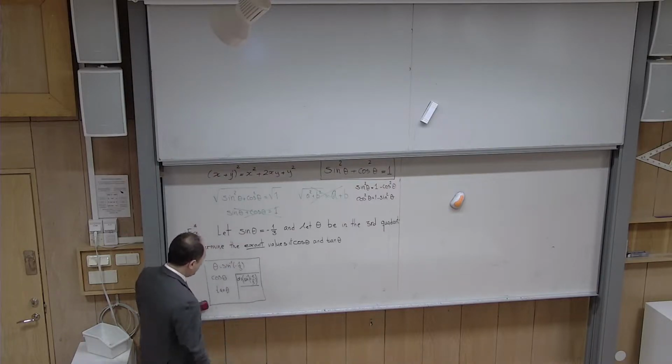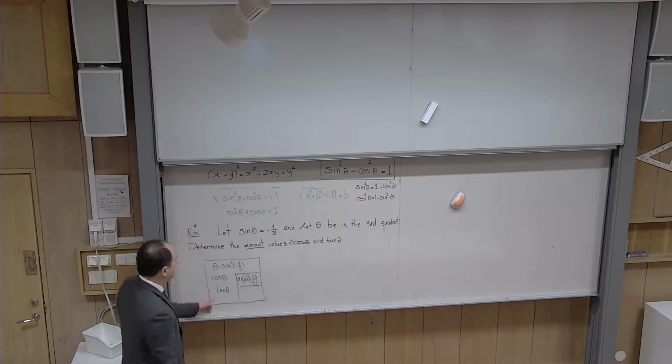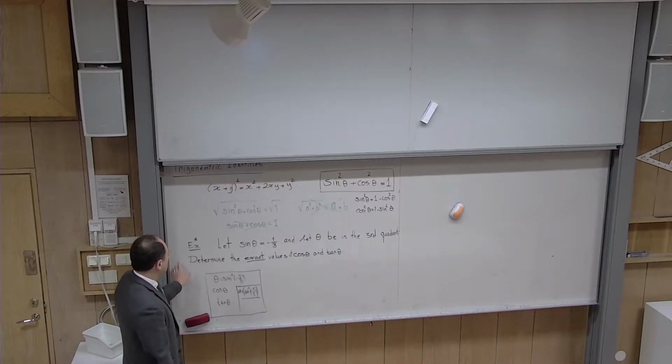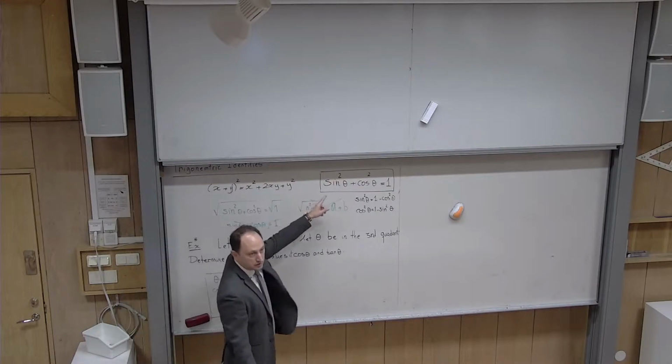This is not a value, by the way. This is the symbol for the exact value. But here we can calculate the exact value. So the star for it tells you that this is an important problem, not because this is hard, but because it happens a lot of places in trigonometry. And the idea is to use this identity.